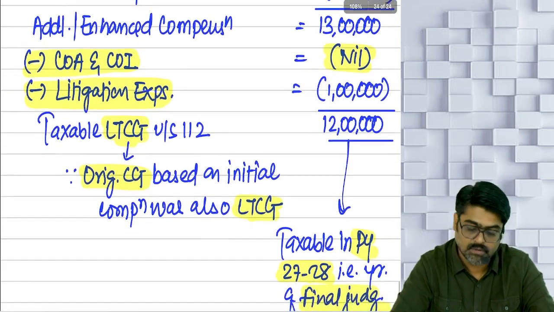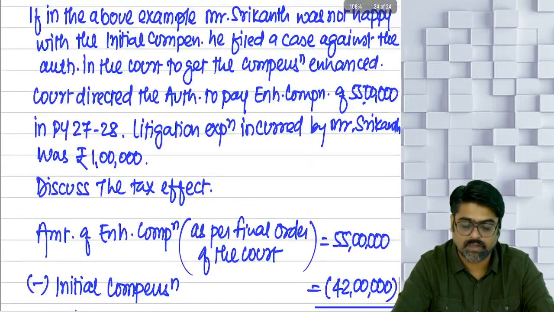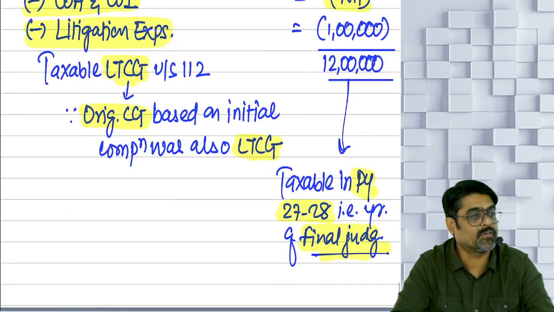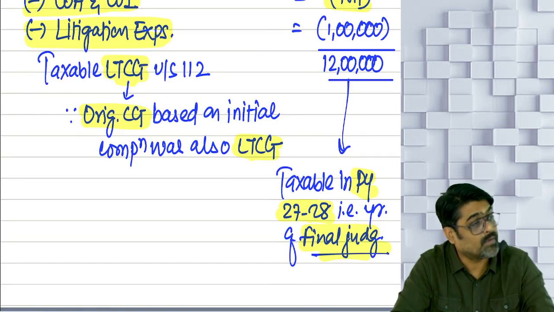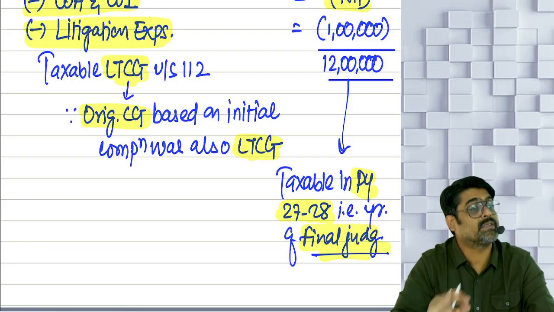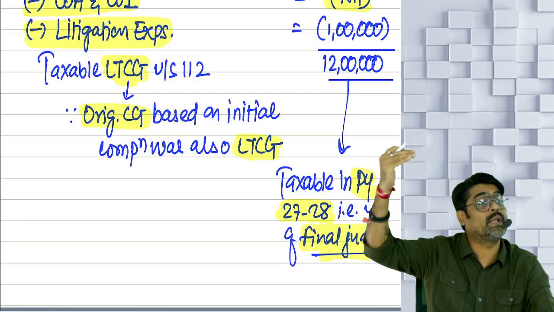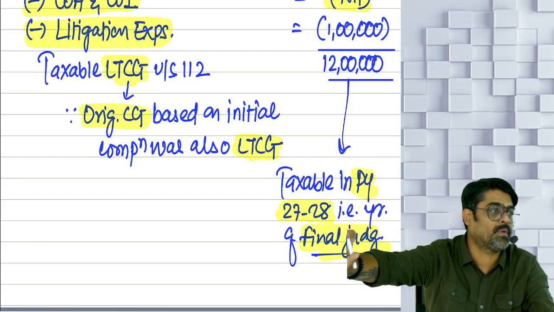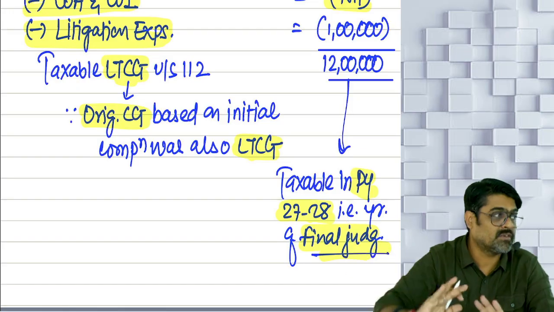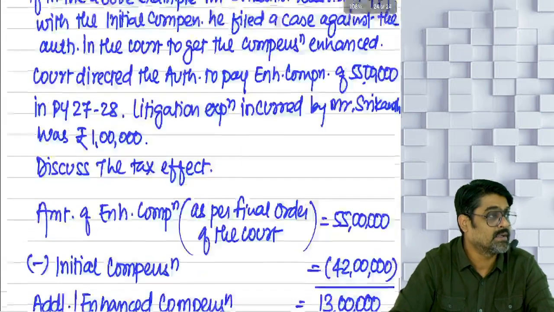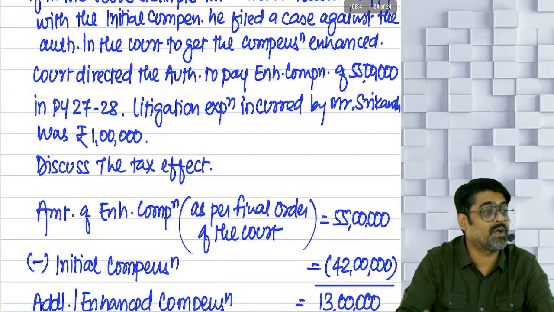Done, sir? Now if this judgment was interim judgment, then no need to calculate this. You will write down that since the additional compensation is based on interim judgment, it will not be taxable in the year of receipt. However, its taxability will be decided in the year of receipt of final judgment. Full stop. Understood?